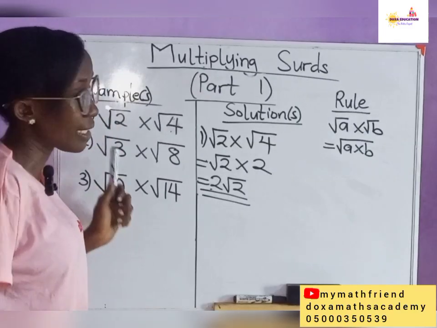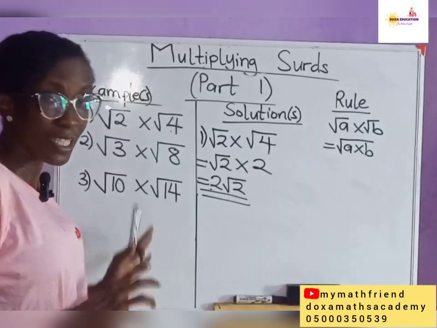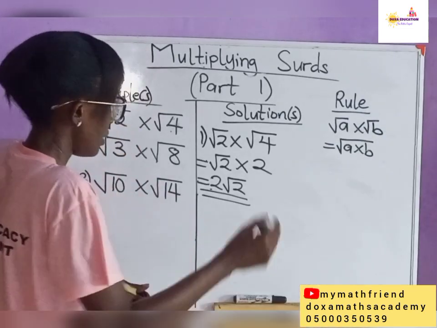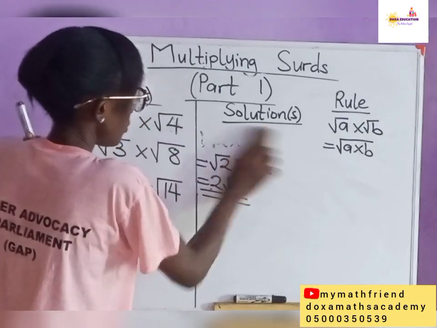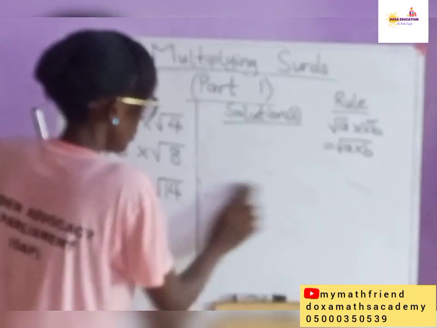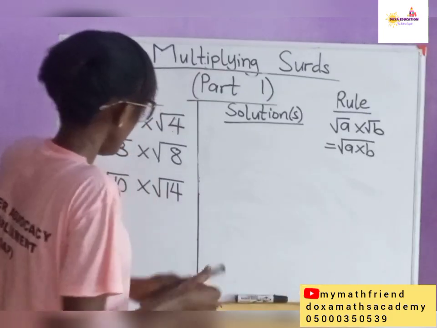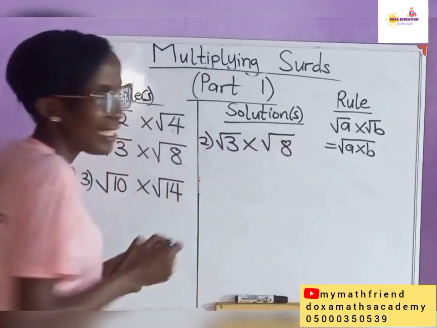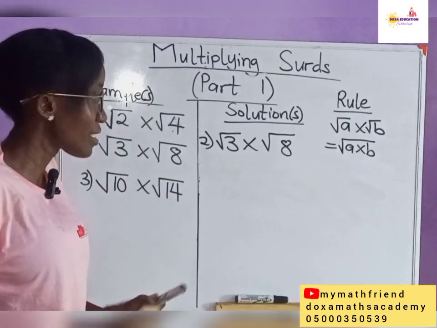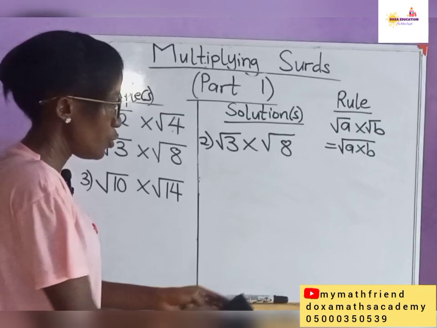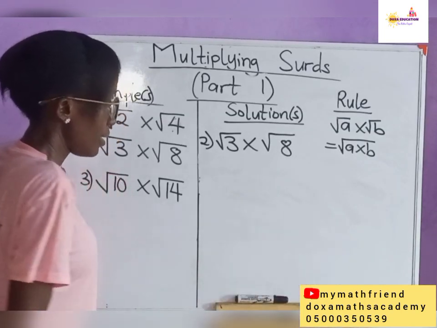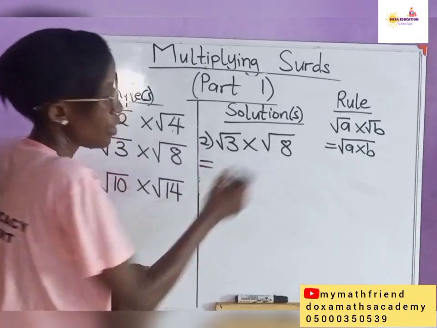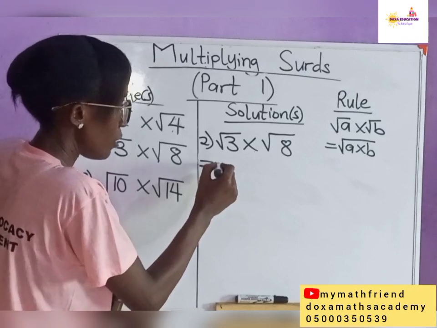Good. Let's look at the second example. Then I'll leave the third one for you to solve. With the second example, 8 and 3 are not perfect squares. They are not perfect squares. So what do you do in this very instance? We follow this rule. Bring all of them under one umbrella because we are multiplying under one root.